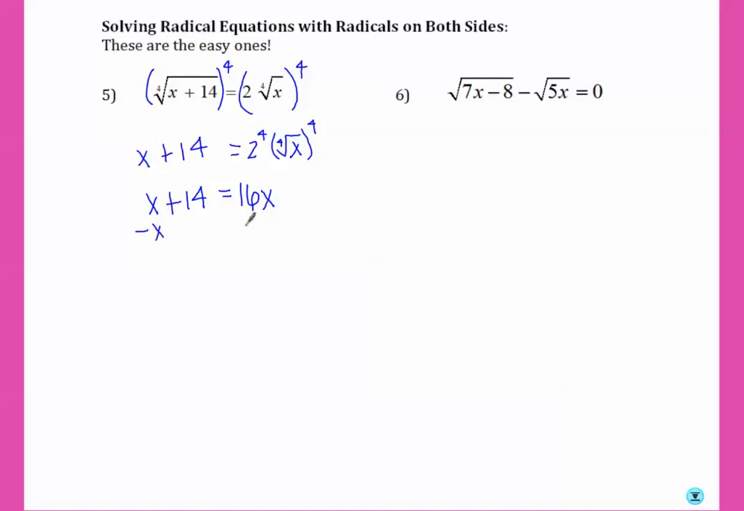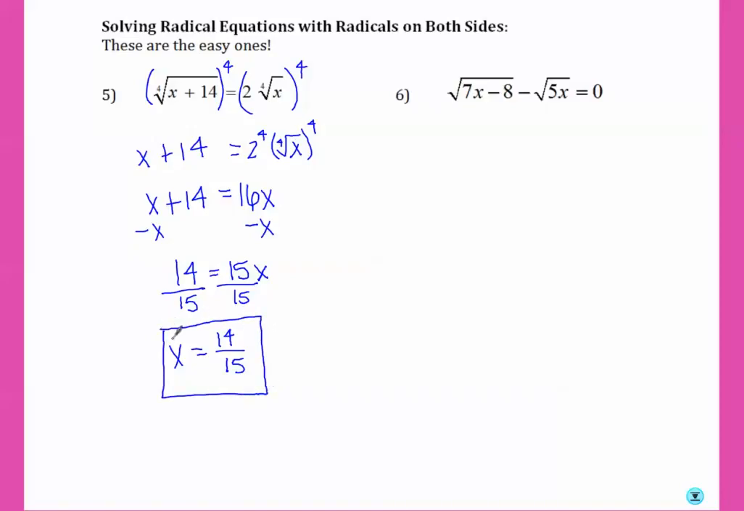So we subtract the x and divide by 15. And we get x equals 14 over 15.